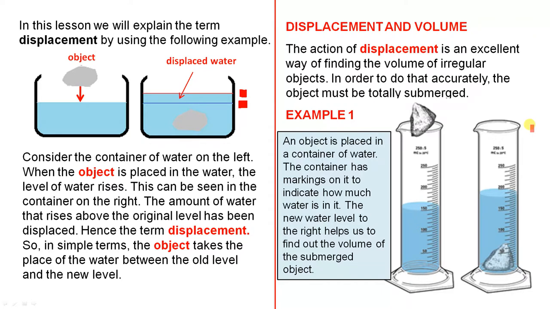Example 1. An object is placed in a container of water. The container has markings on it to indicate how much water is in it. The new water level to the right helps us to find out the volume of the submerged object. So here's the original level of water here, and this is the new level, and you work out the increase, and that helps you find the volume of the object. We'll see that more in detail later in the video.